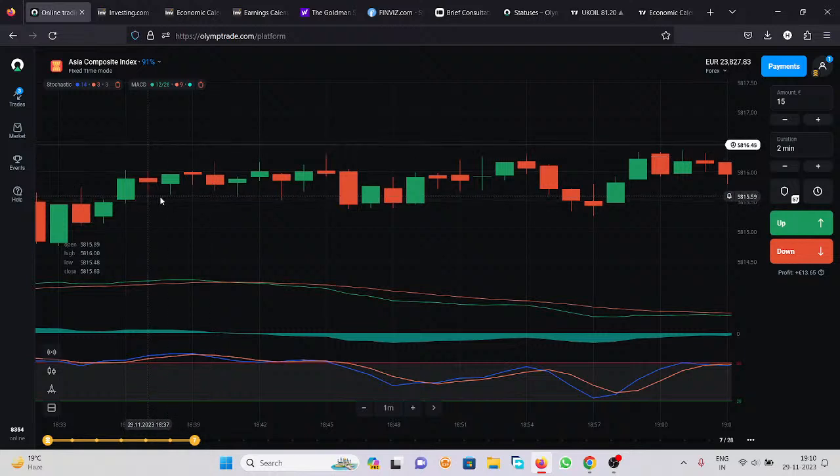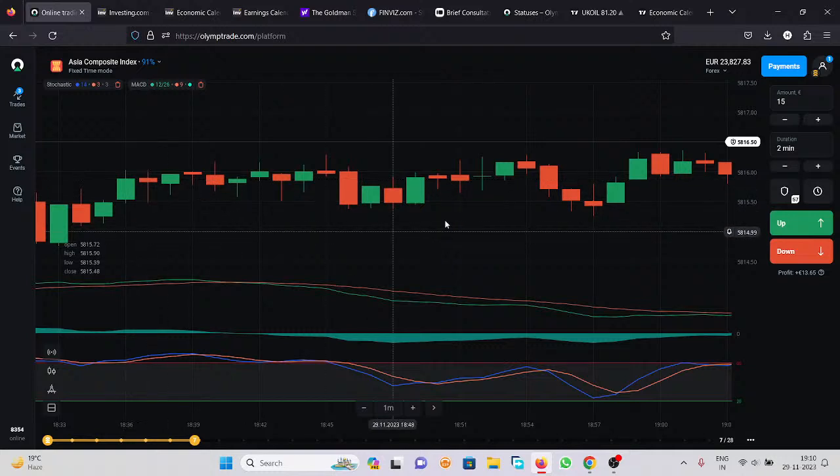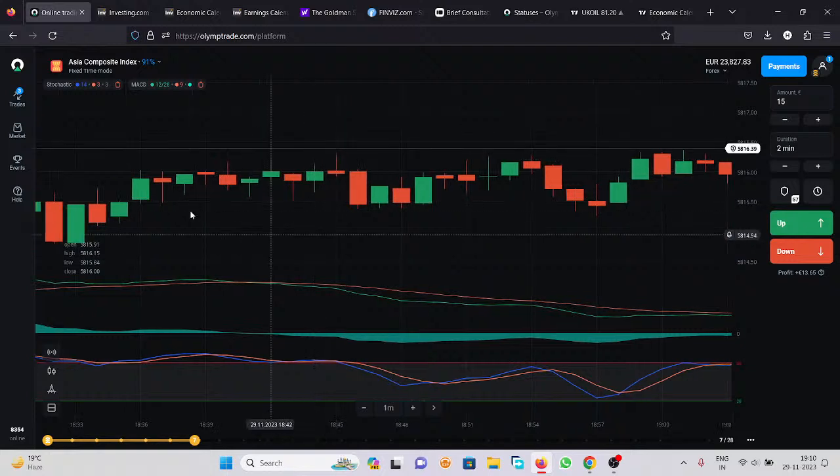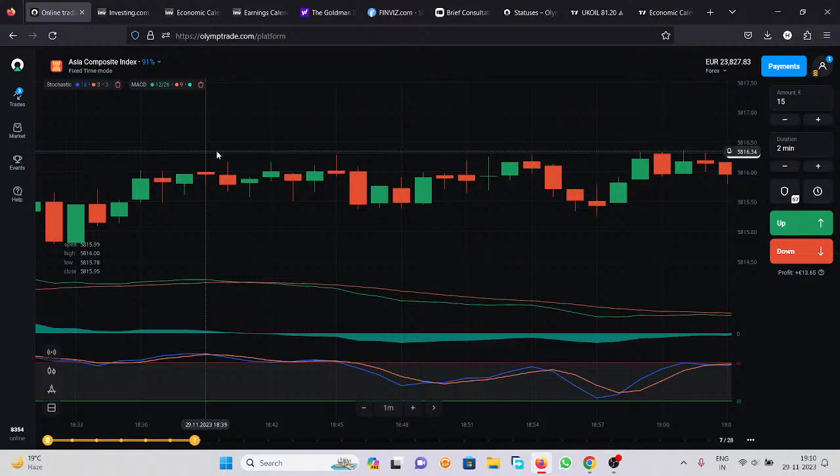Means these kind of candles are the cause of the most unsuccessful trades. So remember one thing, don't open the trade in this kind of trend.